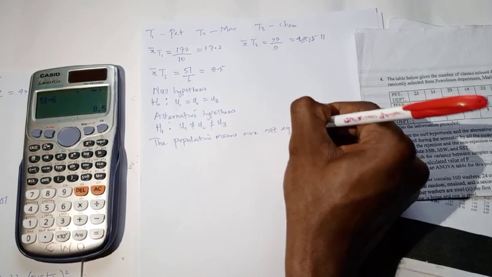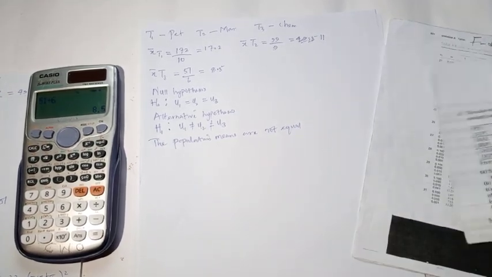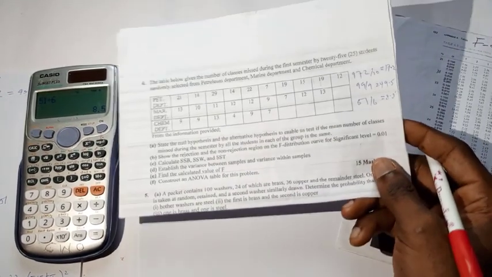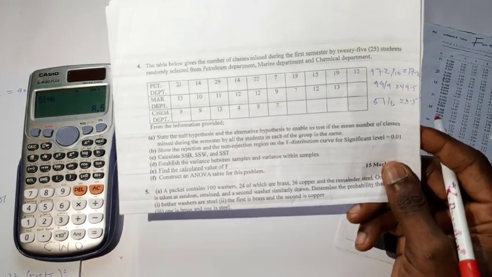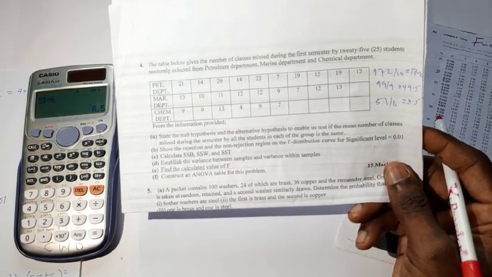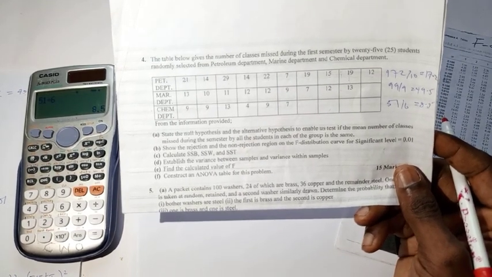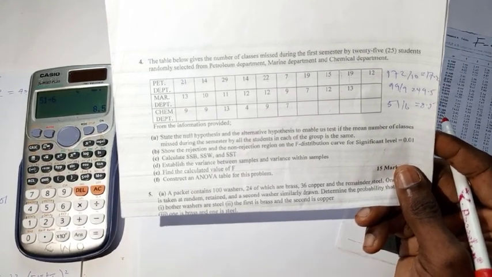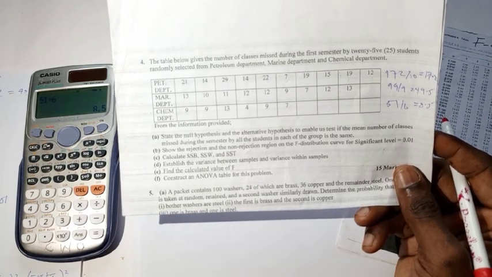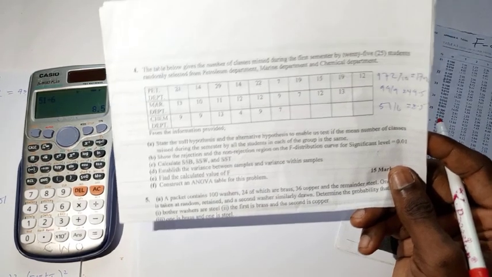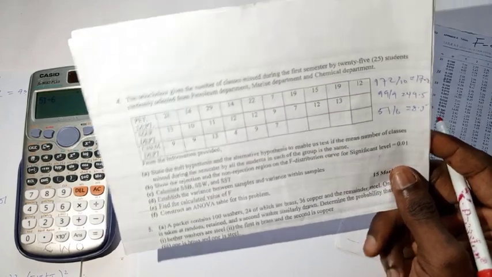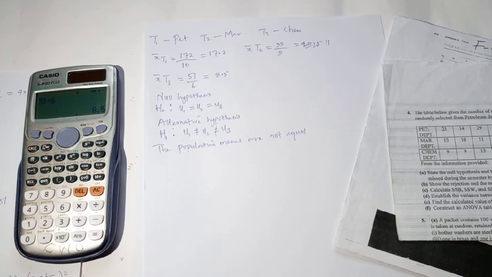So the next we are going to do is to focus on the next question, which is we're asked to show the rejection and the non-rejection region. To do that, we are going to solve and eventually complete the second part, that's this B part. So let's solve for the first part of this B part. So what do I mean?